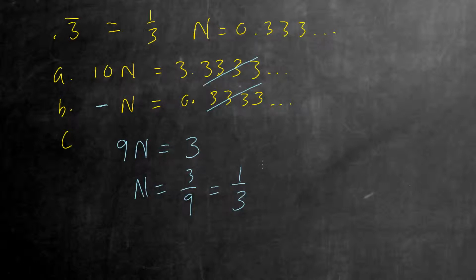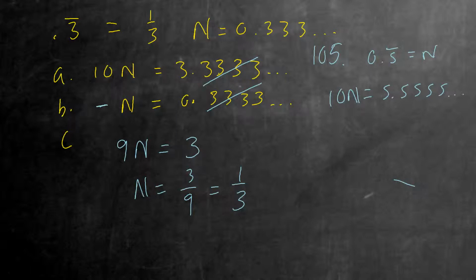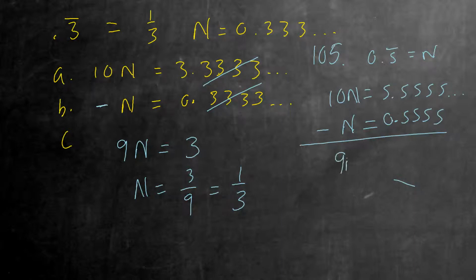So using the same technique, let's look at 105 and 0.5 repeating. So what does 10n equal? 5.5555 minus n, 0.5555. So 9n equals 5, n equals 5/9. Check it on your calculator. 0.5 repeating, good to go.